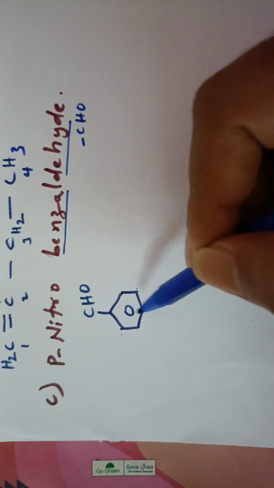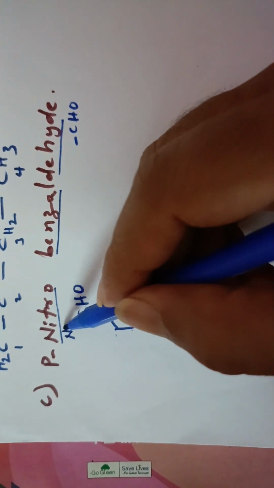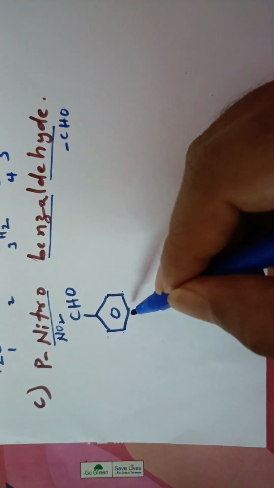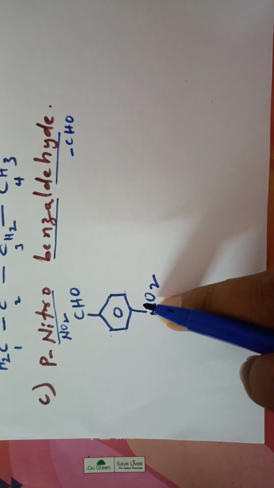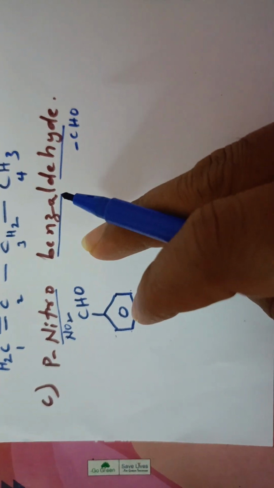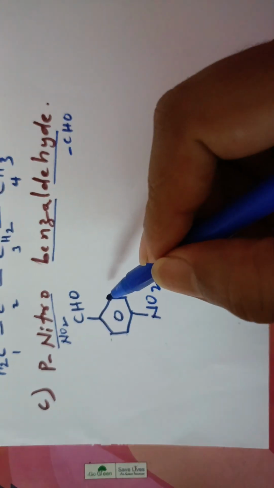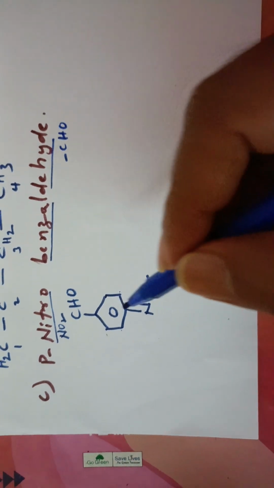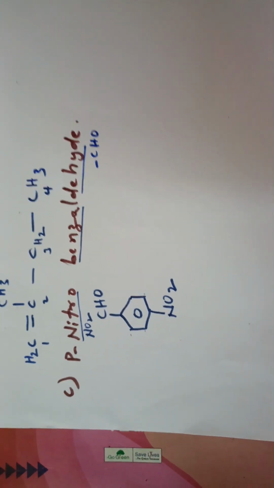So at the para position there is a nitro group. Nitro means NO2, so I am writing here NO2. This is para-nitrobenzaldehyde. Suppose if we ask for ortho-nitrobenzaldehyde, then the nitro group comes to here. Okay, that is the para-nitrobenzaldehyde.